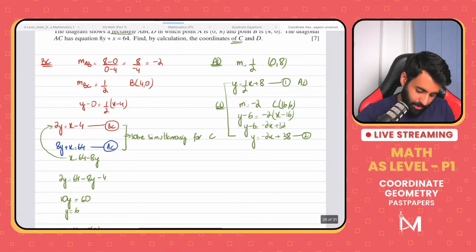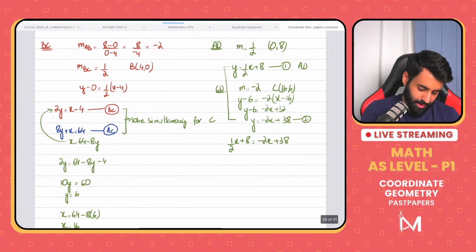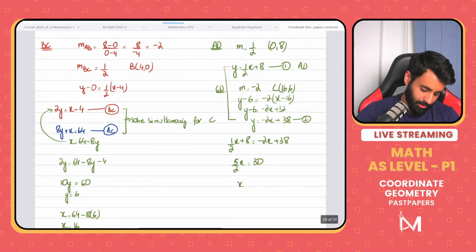They're both equal to y, which means we can equate them. So half x plus 8 equals minus 2x plus 38. Let's get all the terms on the left hand side. So we have 2 plus half, which is going to be 5/2, x equals 38 minus 8, which is equal to 30. Now cross multiply: 30 times 2 divided by 5. So that means x equals what?